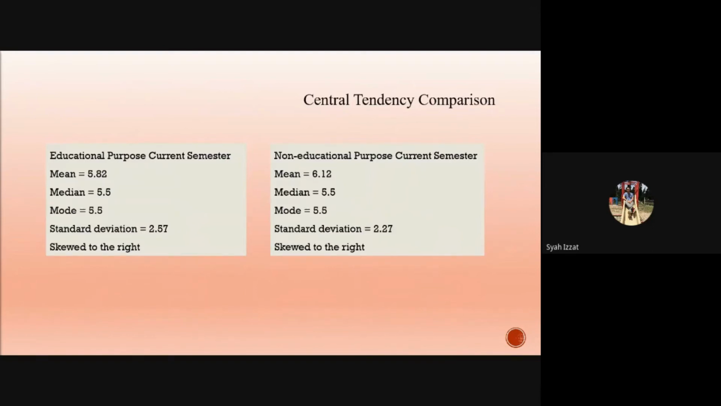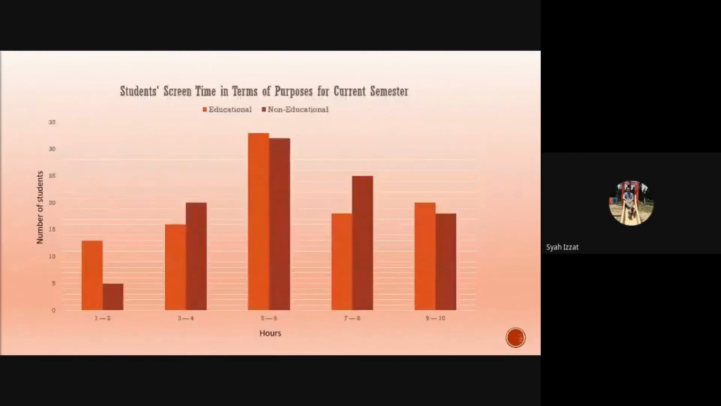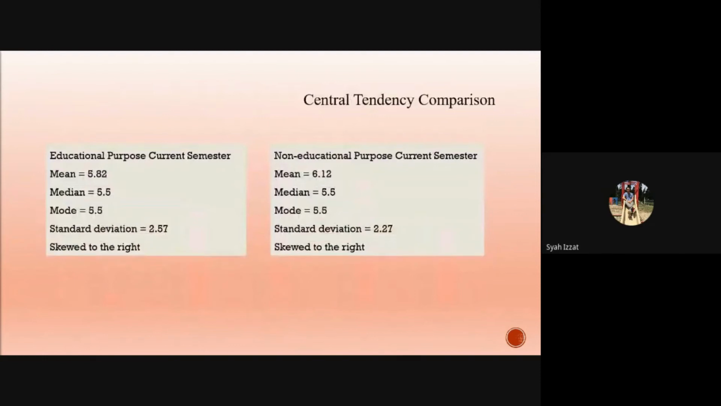And the graph is also skewed to the right as it increased, because the usage for non-educational purpose is higher than before, and as you can see, the mean is higher for non-educational purpose, and that means that students use their smartphone more for non-educational purpose than educational purpose.